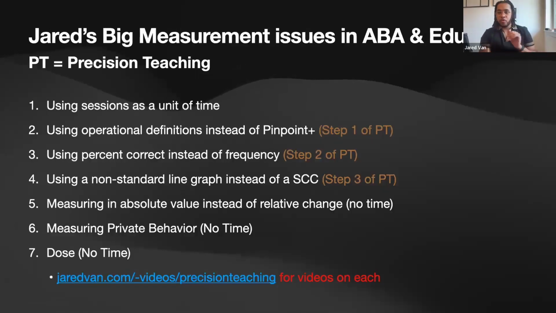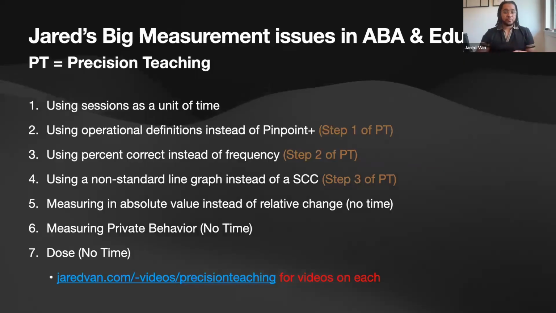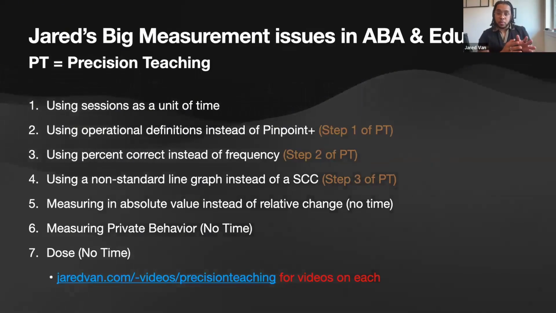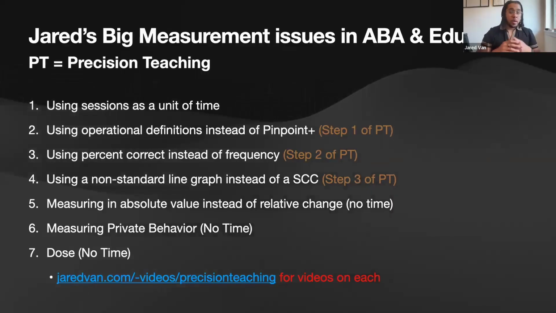So, over the course of this lecture, we've talked about my big measurement issues in ABA and education/special education. They are using sessions as the unit of time, using operational definitions instead of pinpoint plus, using percent correct instead of frequency, using a non-standard line graph instead of a standard acceleration chart, measuring an absolute value instead of relative change, which if you want to see more about that, you can go to my website, jaredvan.com, go to the videos, go to precision teaching, and there's videos on all of these, measuring private behavior and dose.